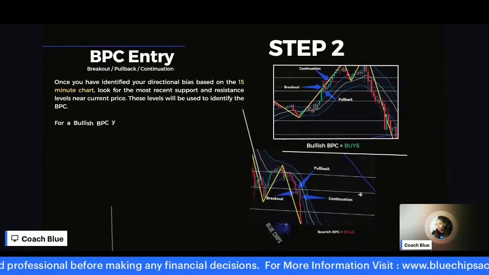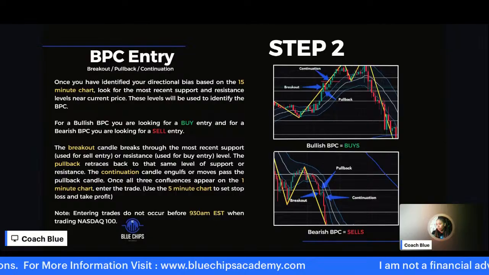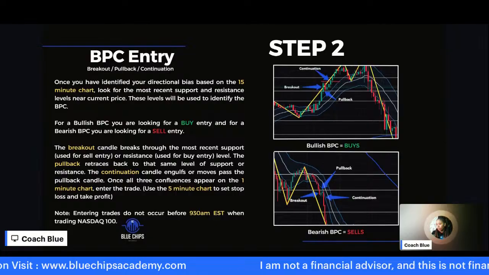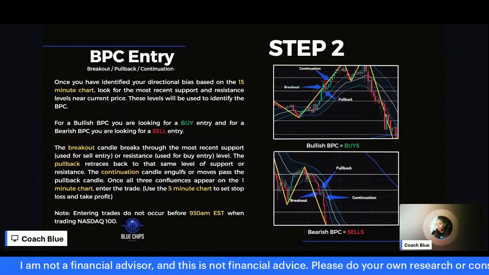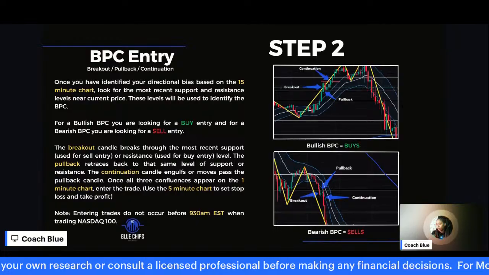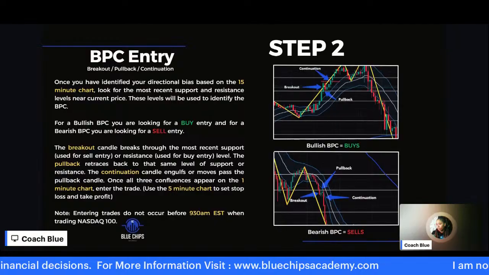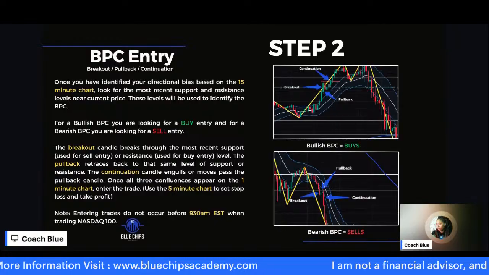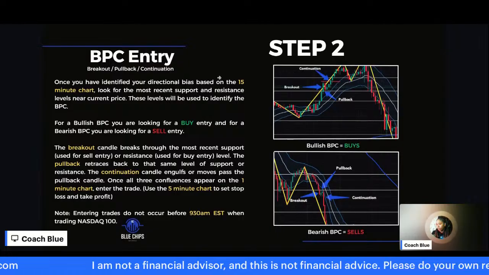Now, once you identify your directional bias, and great morning to everybody that's joined, you want to then figure out what type of BPC you should be looking for, and what is a BPC. If my directional bias is a buy, I'm looking for a bullish BPC. If my directional bias is a sell, then I'm looking for a bearish BPC. So what does that look like? Very simple. BPC stands for breakout, pullback, continuation.